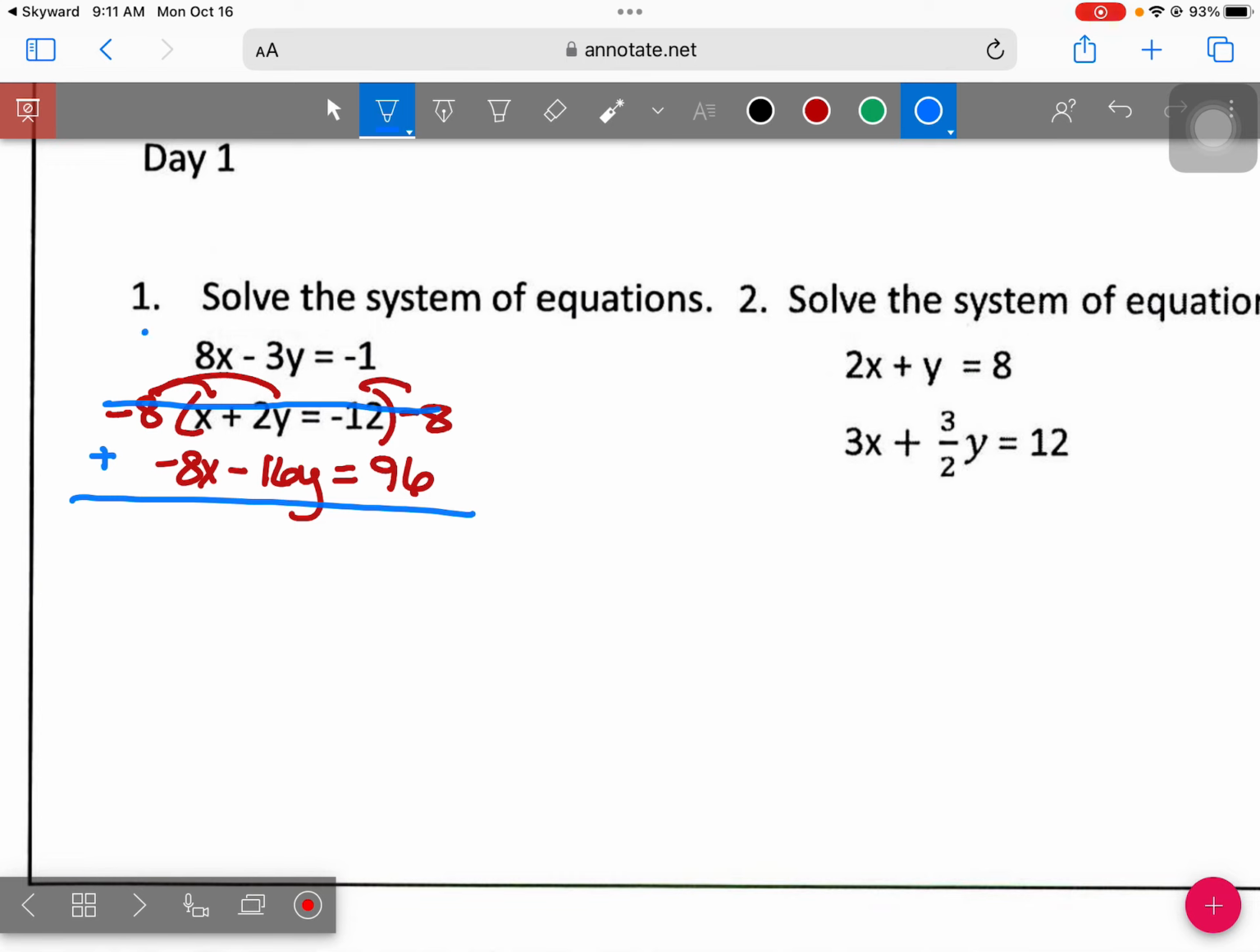So here are my opposites, and I like to put a rectangle around those, saying I know I'm eliminating those. Adding those together, 8x and negative 8x is 0, okay? And I can put 0 down here, but I don't have to. Then negative 3y plus negative 16y is a negative 19y. And a negative 1 plus 96 gives me a positive 95.